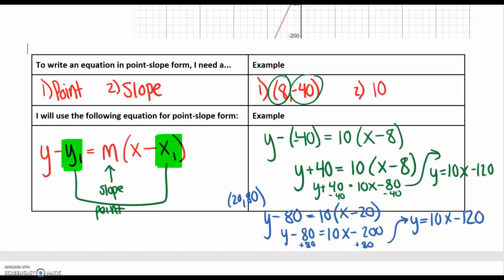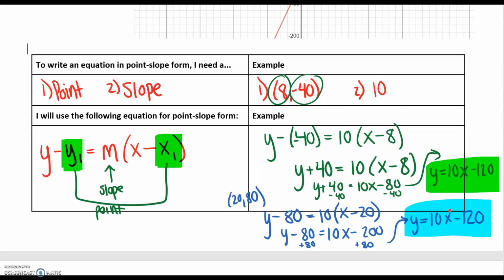Okay, so I showed the work here to show you that if you isolate the y in either of these equations, they are exactly the same equation. That's why it doesn't matter which point you pick. So first I distributed the 10 in either. So for this one I got 10x minus 80. This is 10x minus 200. Okay, then I moved the number over to get the y by itself. So I subtracted 40 here and got y equals 10x minus 120. Or I added 80 here and I still got y equals 10x minus 120.